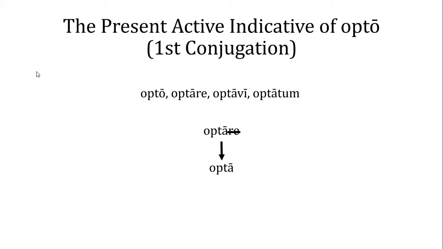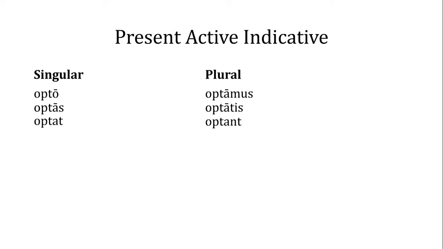All right, so you see there the four principal parts, and you probably well remember the steps. How do you find the stem for the present system? You take the second principal part, and there you see it, optare, and then you drop the re, and you end up with opta. And then what do we do? We add the personal endings.